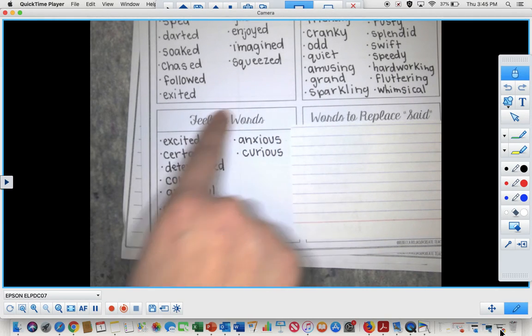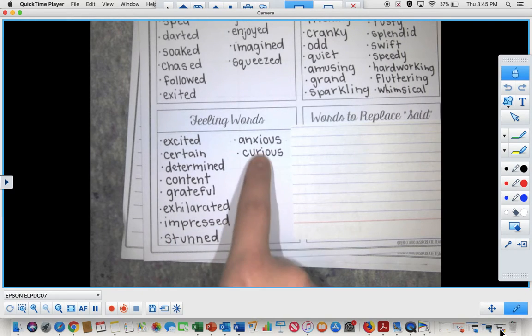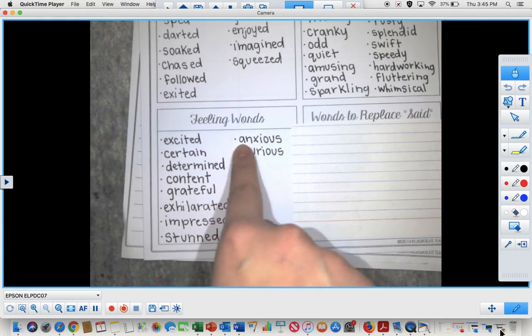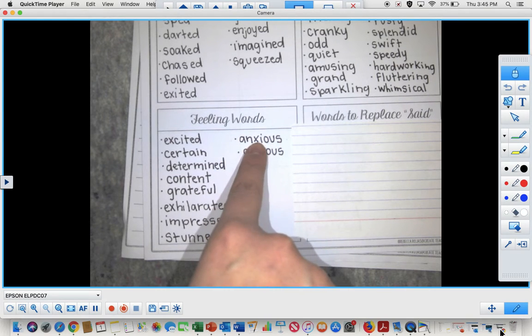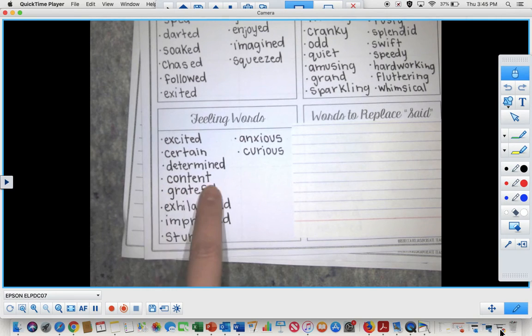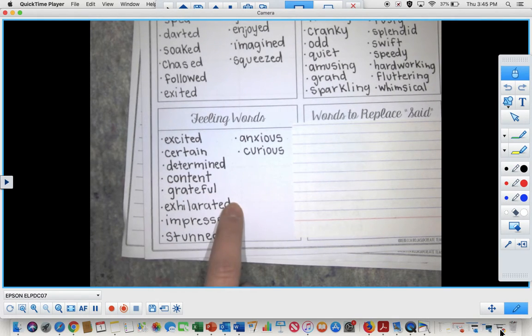Again, I came up with a lot more interesting words. Like anxious, I could have easily said scared, but instead of scared, I chose to use anxious because it's a little bit more precise to how I was feeling at that time. And instead of saying happy, I said content, grateful, exhilarated, and excited. Those are more precise than just happy.